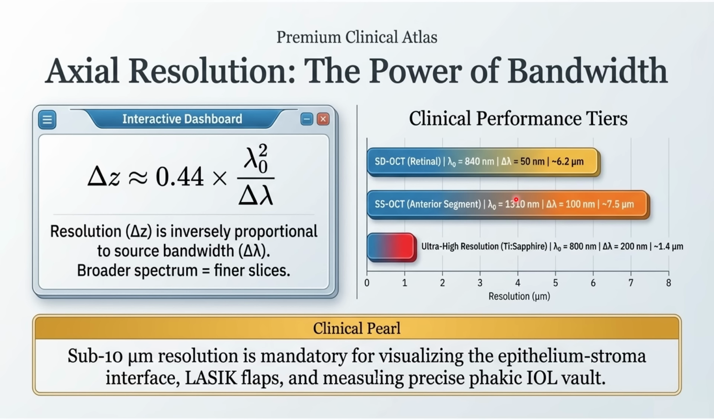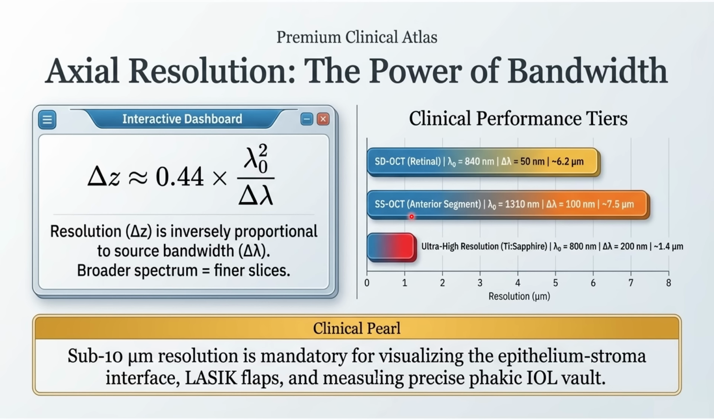Now, if we leave this for a while and we come to the ultra high resolution OCT, see what happens here. We have the same wavelength. We fix the same wavelength, but we double the bandwidth. Now we make the bandwidth 200. So we achieve a very, very fine resolution of 1.4 by decreasing this number. So this is why it is named ultra high resolution. So let's fix this very clearly: the more the bandwidth, the finer your axial resolution.